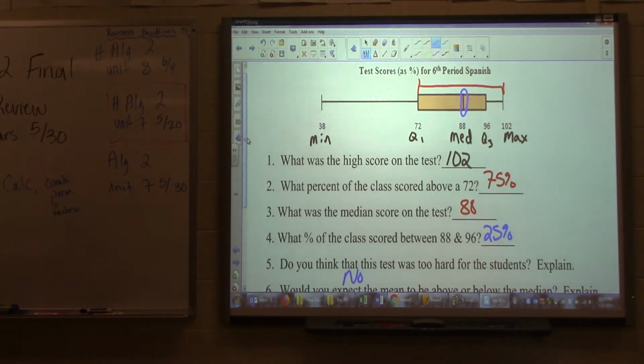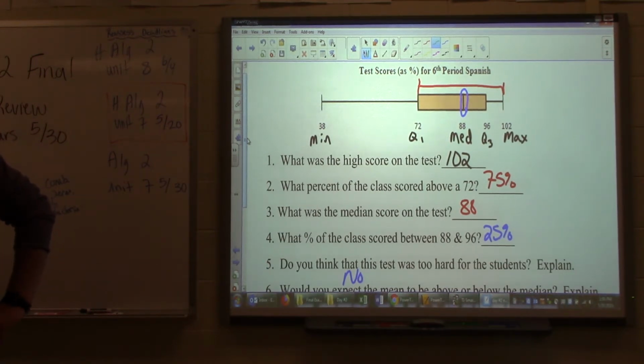Above or below? Why do you say below, Tobias? Actually, I might say above. Why would you say above? Because most of the students got above the mean. Well, but 50% of them are above the median.